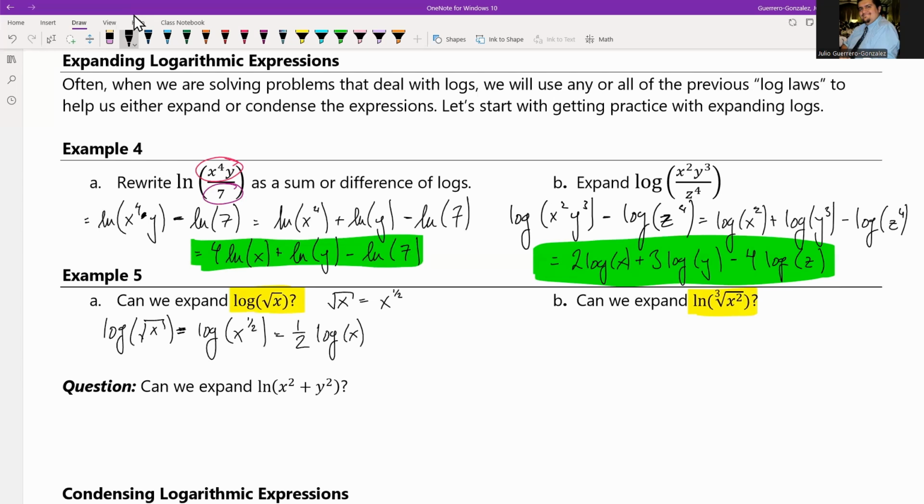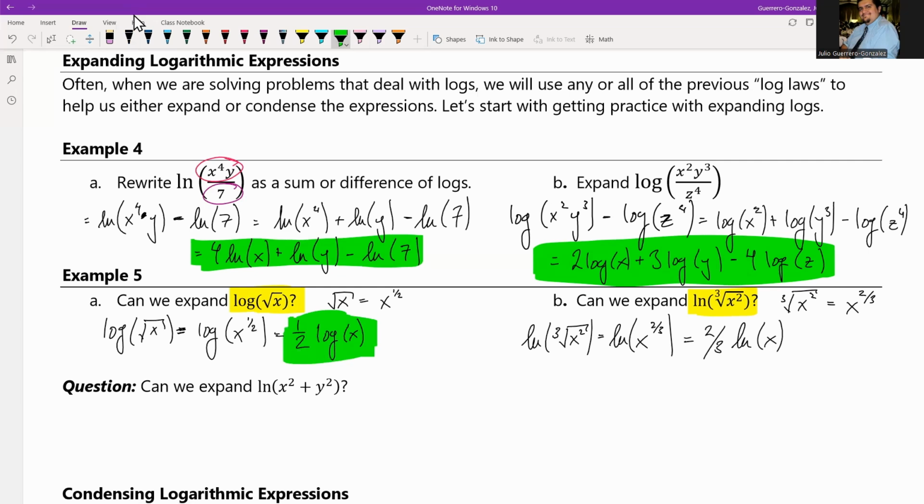Okay, same thing can be said here. I'm going to put it over here on the right-hand side. The cube root of x squared is equivalent to x to the 2/3. So then ln of the cube root of x squared is equal to ln of x to the 2/3, which is 2/3 ln of x. We are done. That is it.